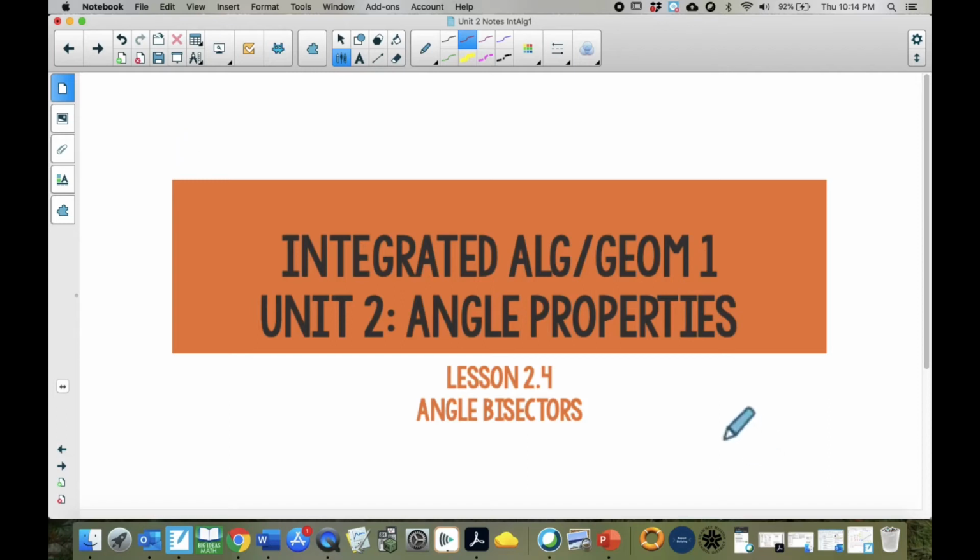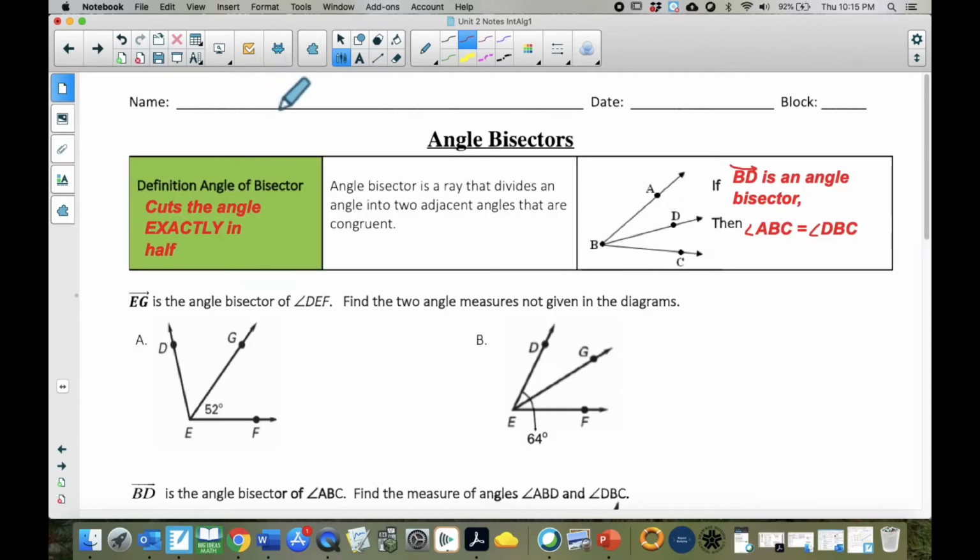Hi everybody, this lesson today is going to talk about angle bisectors, and we are in lesson 2.4. Let's go ahead and get started. So when we talk about the word angle bisector, an angle bisector cuts the angle exactly in half.